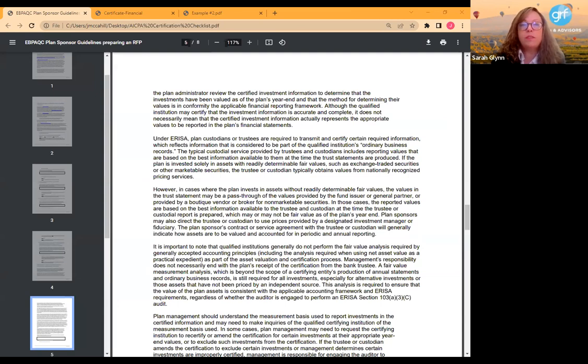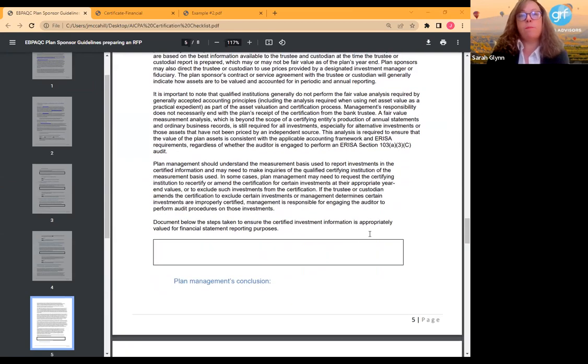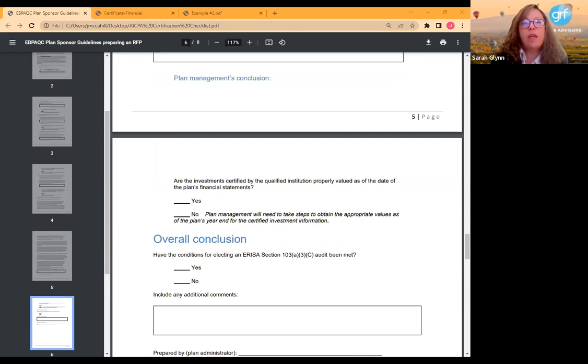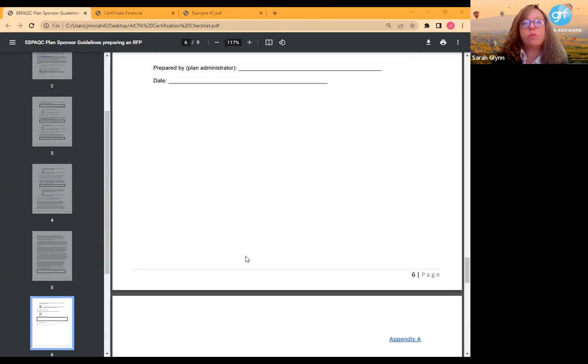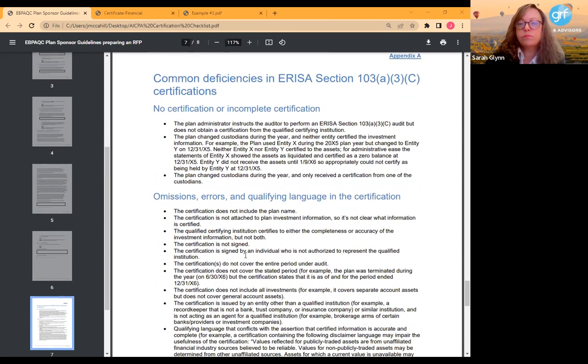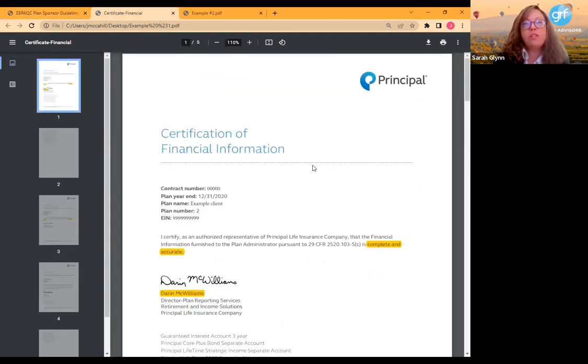After all the steps are complete, at the bottom of the checklist is a final question. Does the certification meet the requirements of an ERISA 103 audit? At the very end of the assessment tool are some common errors that ERISA has come across when it comes to the certification, and it's definitely worth reading. Provided on slides 12 and 13 are two examples of certifications. In each example, we will ask the question to determine if the investments are properly certified by the financial institution.